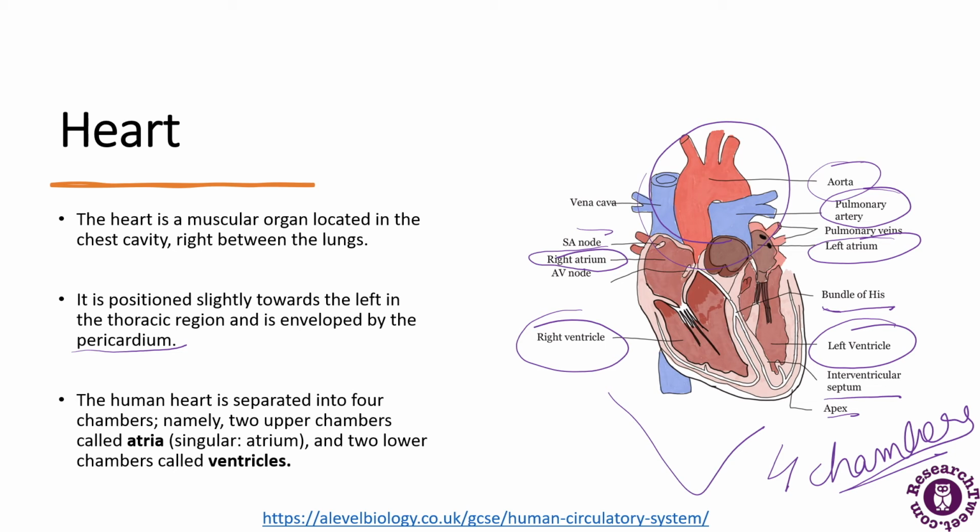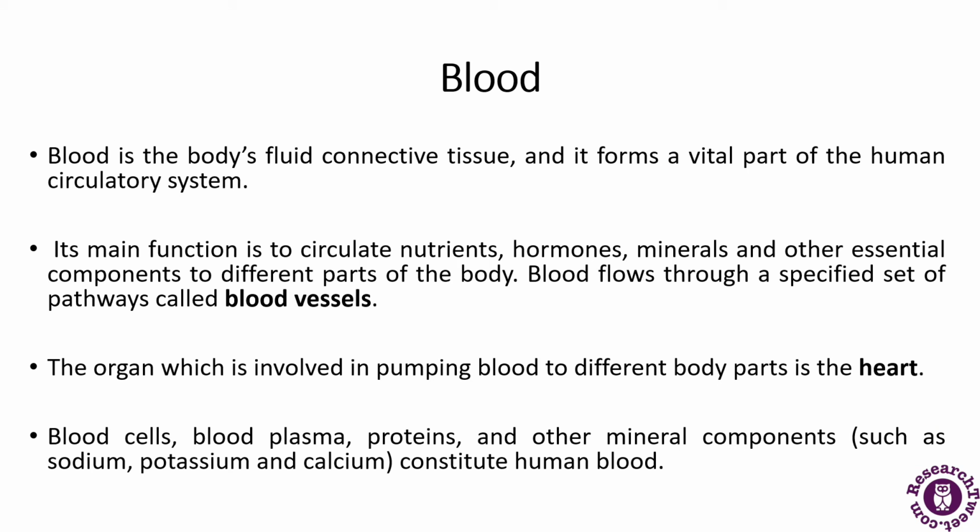Now the next thing we will be studying is the blood. Blood is a body fluid, a connective tissue, and it forms a vital part of the human circulatory system. Its main function is to circulate nutrients, hormones, minerals, and other essential components to different parts of the body. Blood flows through a specified set of pathways called the blood vessels.